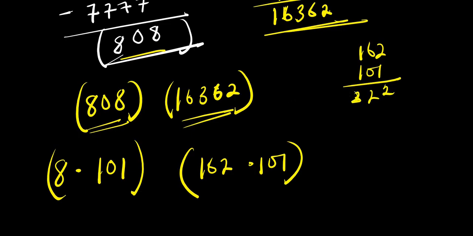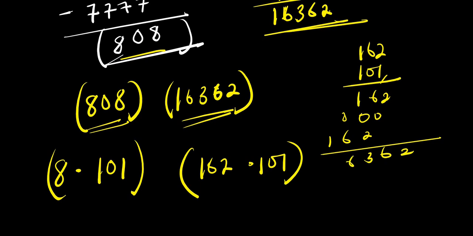Hold on, I think I made a mistake here. So what you need to do is just 1 times 2, 2. 1 times 6, 6. 1 times 1, 1. 0 times 2, 0. 0 times 6, 0. 0 times 1, 0. 1 times 2, 2. 1 times 6, 6. 1 times 1, 1. So you add up together, you have 2, 6, 3, 6, 1.